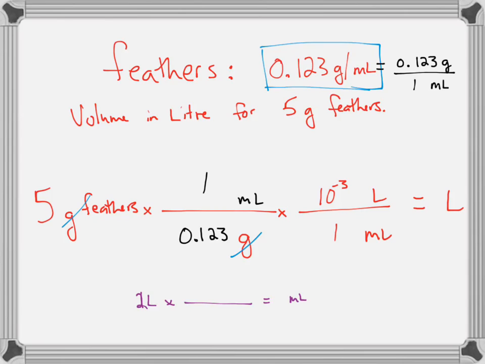What unit shows up on the bottom? What unit shows up on top? What does milli mean? 10 to the minus 3. 10 to the minus 3 affects what? The base unit. What's our base unit? Liters.